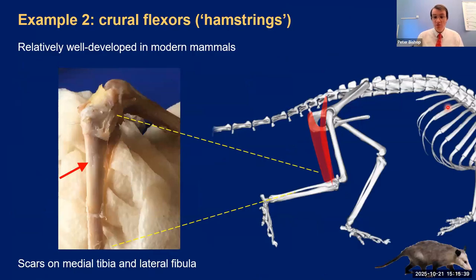For a second example, we'll look at the hind limb. And so we're going to focus on the biceps, or more generally, the hamstring muscles of the limb. So these run from the back of the pelvis down the back of the thigh, and they attach to the bones of the shank, so the tibia and the fibula. And they leave scars on these bones, especially the tibia. And so we can go looking in the fossil record to try and identify and trace out the history of this muscle attachment.